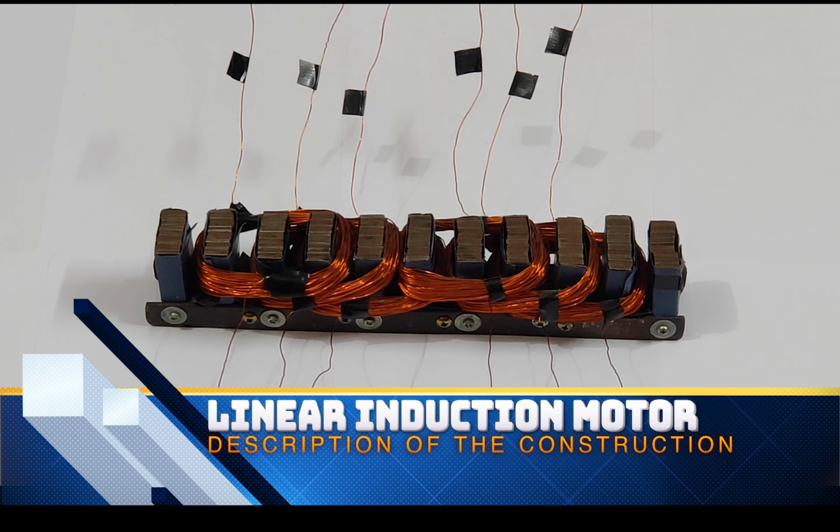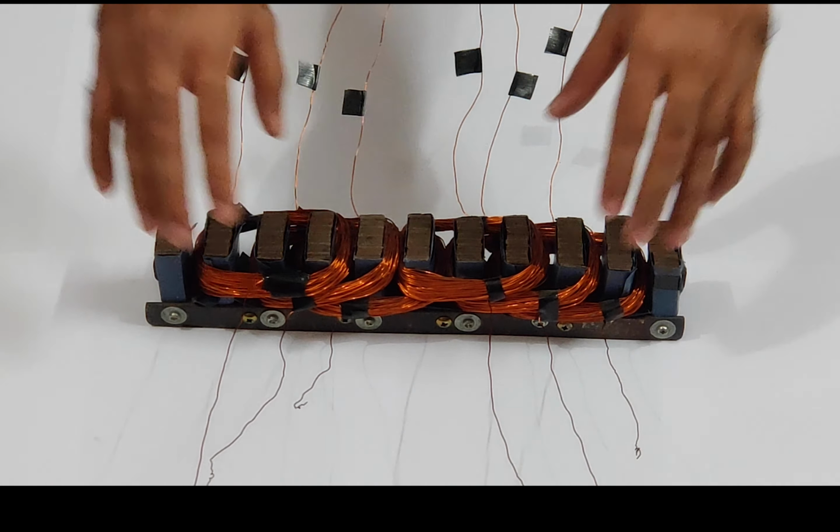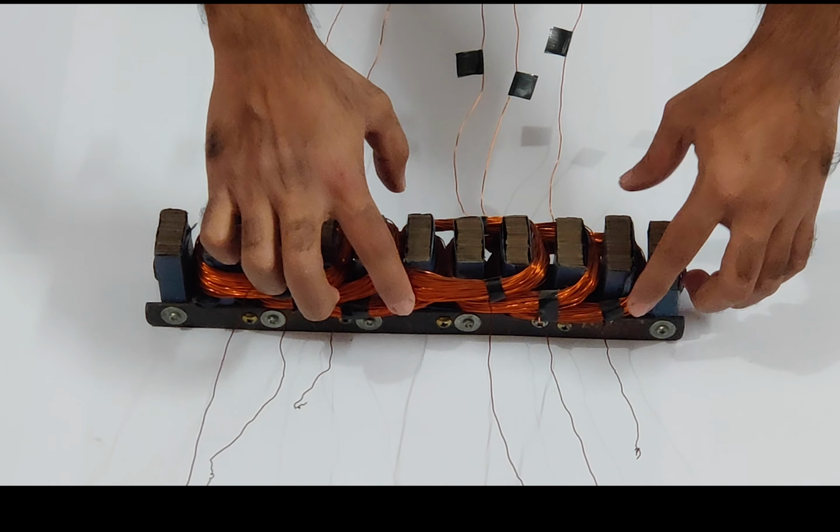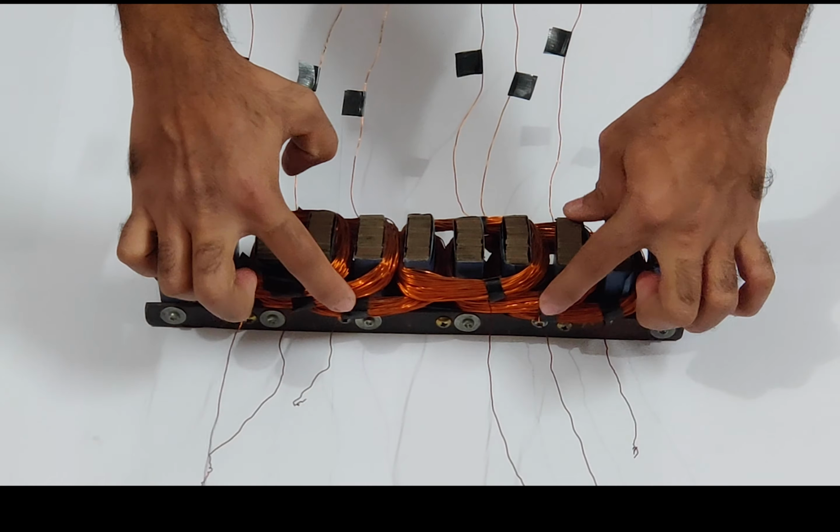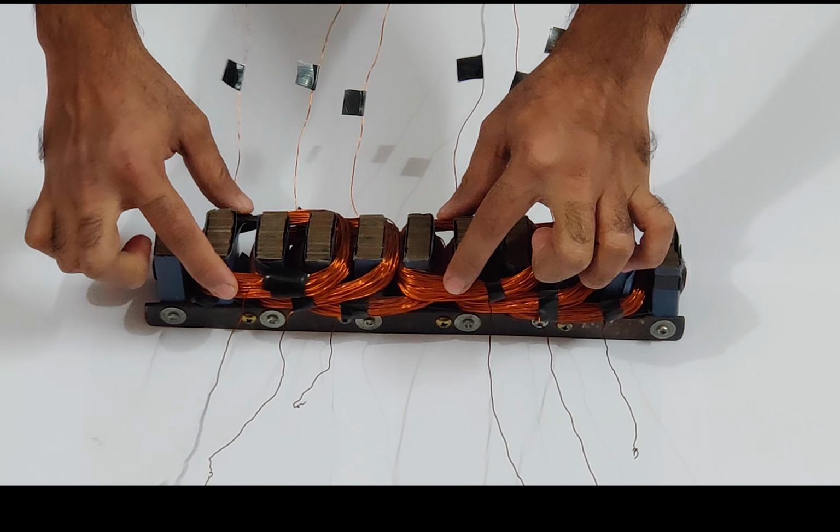Description of the constructed linear induction motor. Here we made a three-phase linear induction motor. We have two coils per phase. This is phase A, this is phase B, and here is phase C.